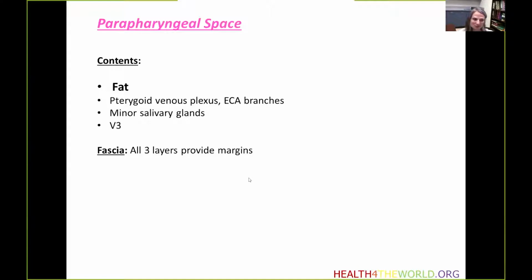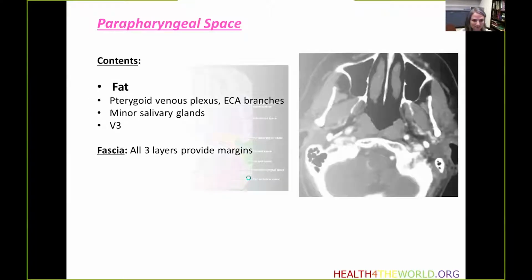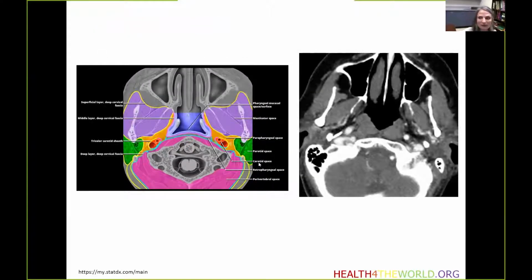Let's move on to the peripharyngeal space. It's the space that extends from the skull base to the superior cornu of the hyoid bone. It mostly contains fat, with very minor contribution from some vascular structures, minor salivary glands, and the trigeminal nerve. Interestingly enough, all three layers of the deep cervical fascia provide margin to this space. Here on the axial graphic at the level of the nasopharynx, it is outlined in yellow color.